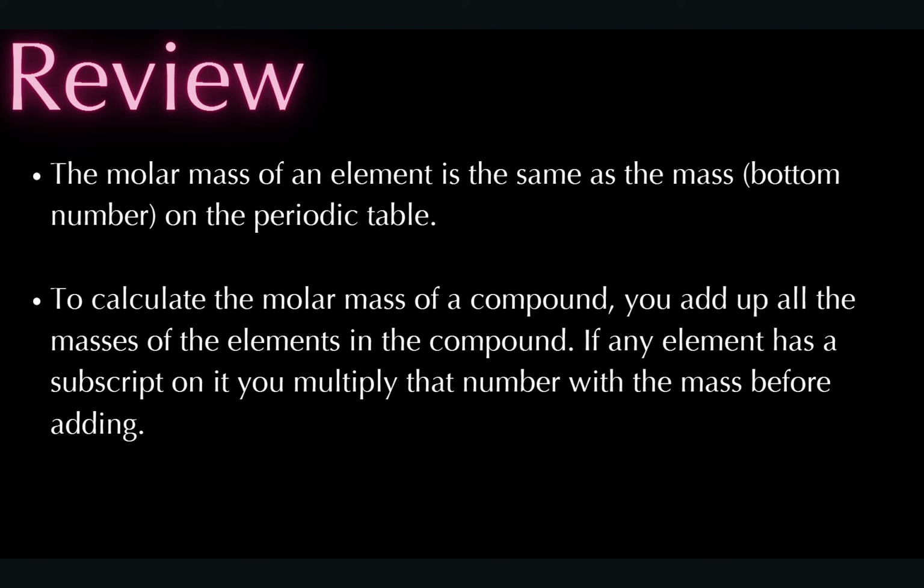Just make sure that the molar mass of an element is going to be the same as the mass on the periodic table. While we're going through these questions, it'd probably be a good idea to have your periodic table out to use as a reference. Now, to calculate the molar mass of a compound, we add up all of the masses of the elements in the compound. If any element has a subscript, we multiply the mass by that number before adding them together. Let's take a look at a few examples.